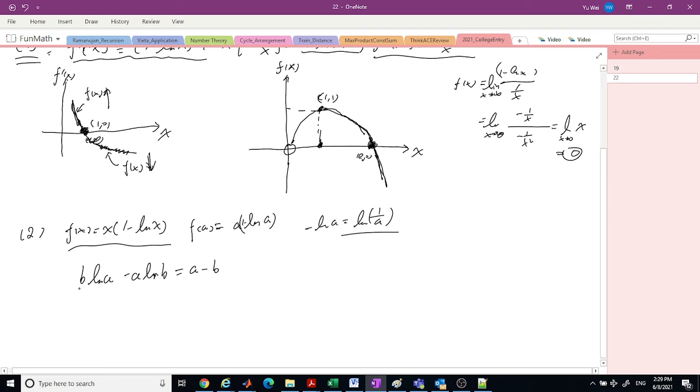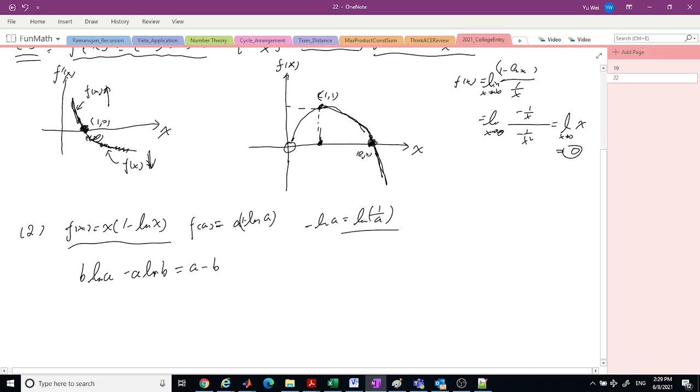But we need to get rid of the b. So how do we get rid of the b? A common way we use is to divide, okay?